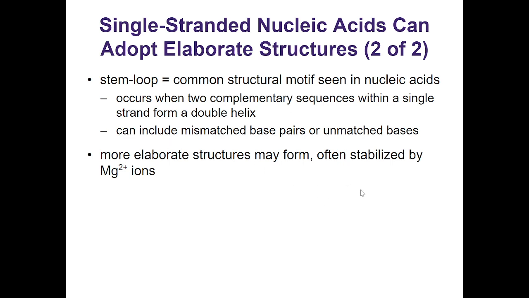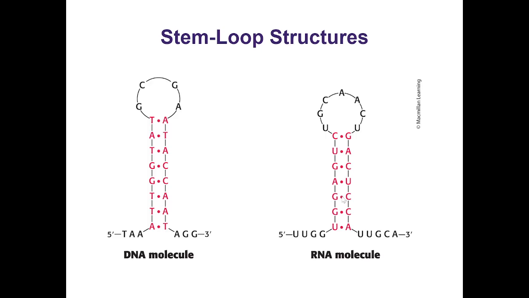So more elaborate structures may form. Usually these are stabilized by magnesium 2+ ions. That's a very common component. These actually are the stem loop structures right here. Can everybody see those stem loop structures? So here we have a 5' going in. We have a set of bases that mostly match, okay? And so they have a pretty good stability matching. And it will come up here. It will match until it stops matching really well.